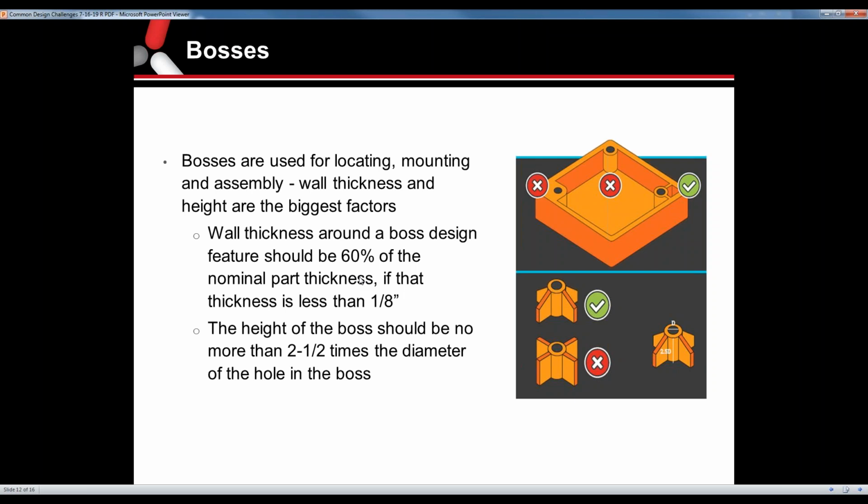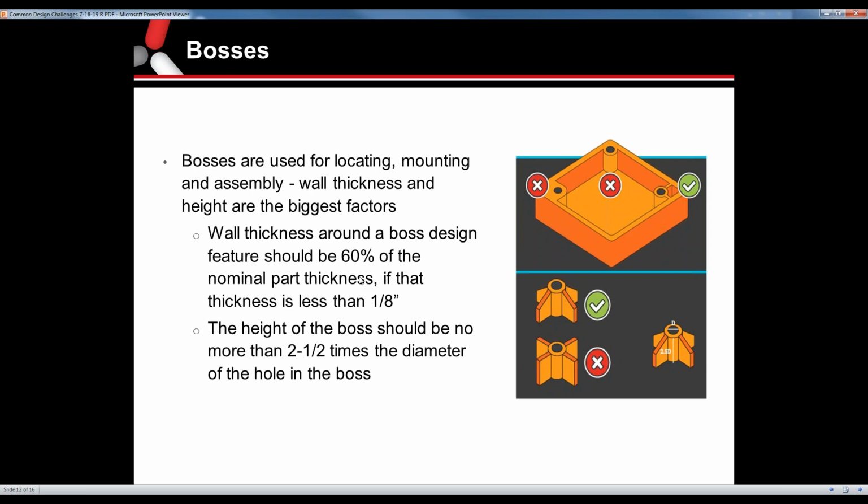Just a quick calculation. The wall thickness around a boss design feature should be about 60% of the nominal part thickness, if that thickness is less than 1/8 of an inch. And then the height of the boss should be no more than 2.5 times the diameter of the hole in the boss. You've got some good examples there of what a good boss design would be and what would be less favorable. As John said, 2.5 times the diameter.